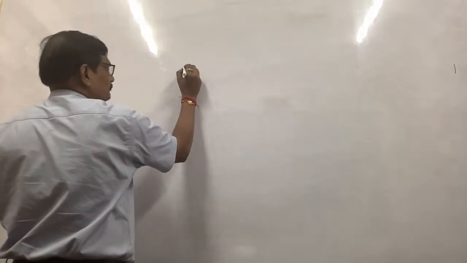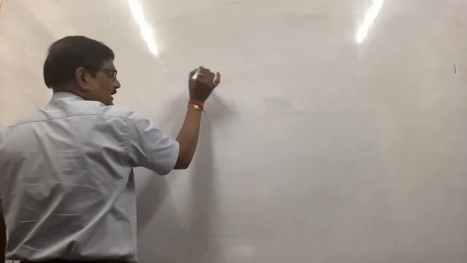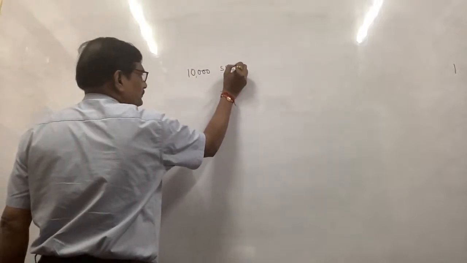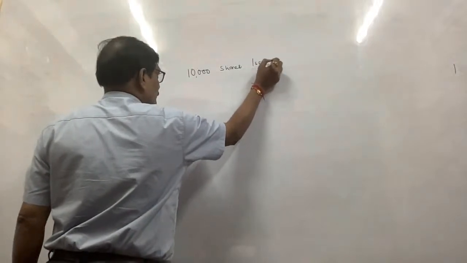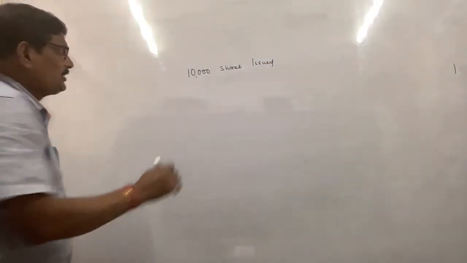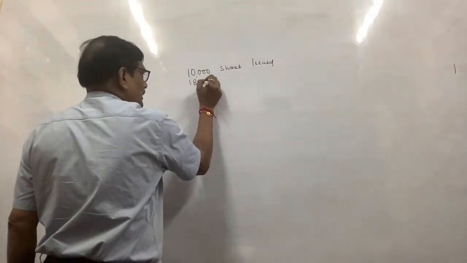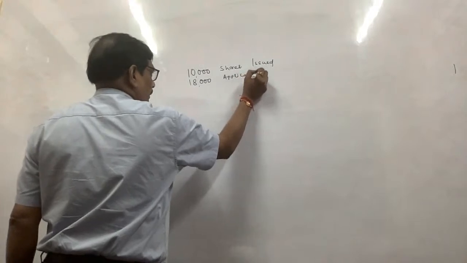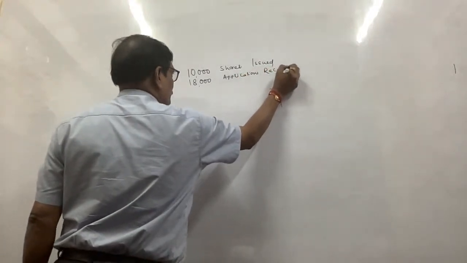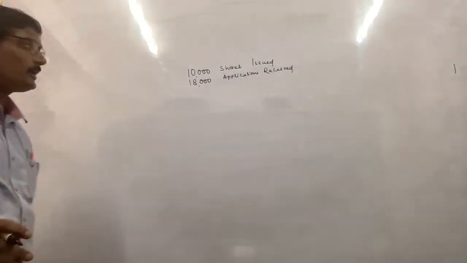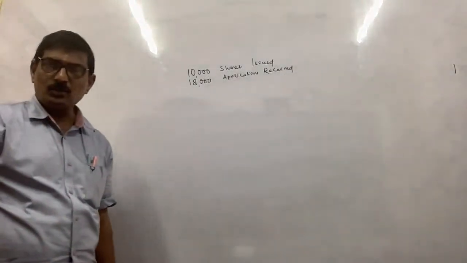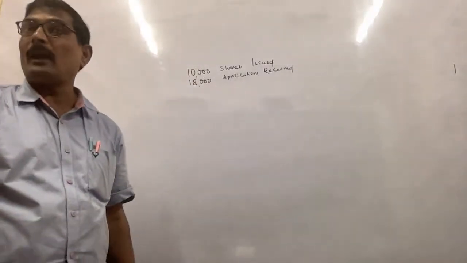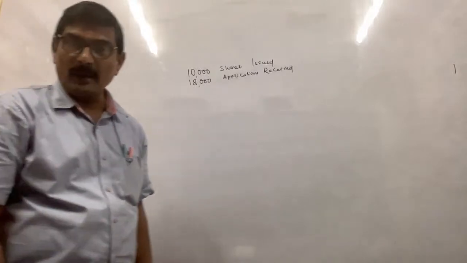Suppose a company issued 10,000 shares. Applications received, 18,000 applications received. So 10,000 shares issued and 18,000 applications received, and we will go for pro rata allotment.